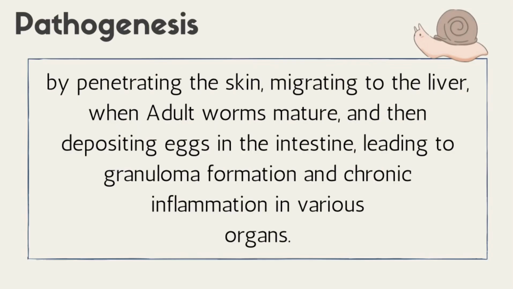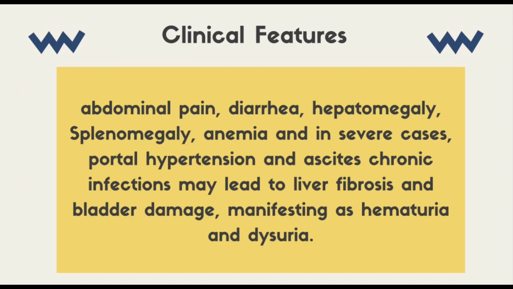In pathogenesis, the parasite penetrates the skin, migrates to the liver where the adult worms mature, and then deposits eggs in the intestine, leading to granuloma formation and chronic inflammation in various organs. The next is clinical features: abdominal pain, diarrhea, hepatomegaly, splenomegaly, anemia, and in severe cases, portal hypertension and ascites. Chronic infections may lead to liver fibrosis and bladder damage, manifesting as hematuria and dysuria. As the parasites live in the blood vessels around the intestine, they can cause inflammation and damage, leading to these symptoms.